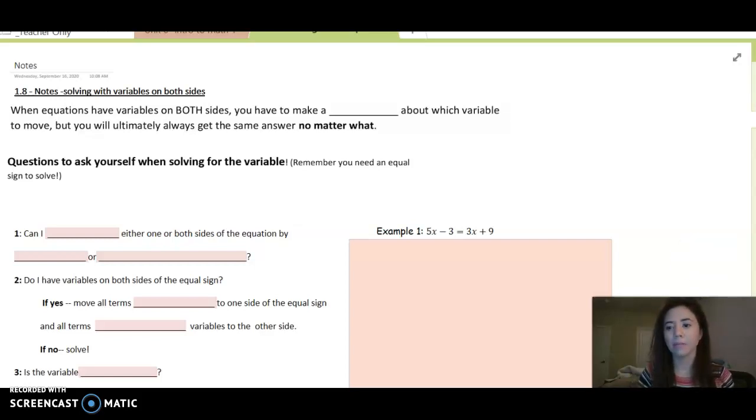Our last lesson that we had before the formative was about solving equations that required distribution and combining like terms. Today we're going to talk about how to solve equations that have variables on both sides.